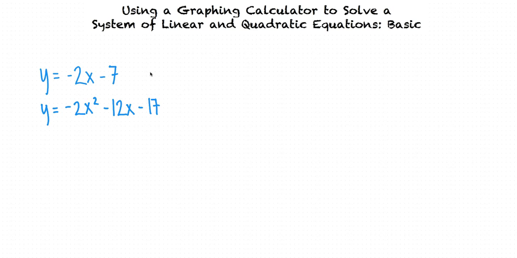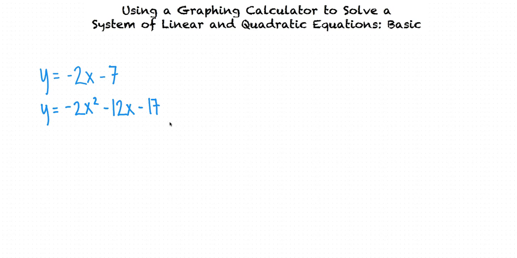Let's take a look at an example. We're given the system of equations y equals negative 2x minus 7 and y equals negative 2x squared minus 12x minus 17. We can use a graphing calculator to solve the system of equations and round to the nearest hundredth.